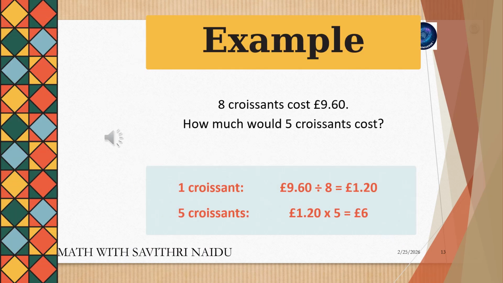Let's solve this problem. 8 croissants cost £9.60. The cost of one croissant is 1.20 pounds, and hence the cost of 5 croissants is 6 pounds. This is solved using the unitary method.